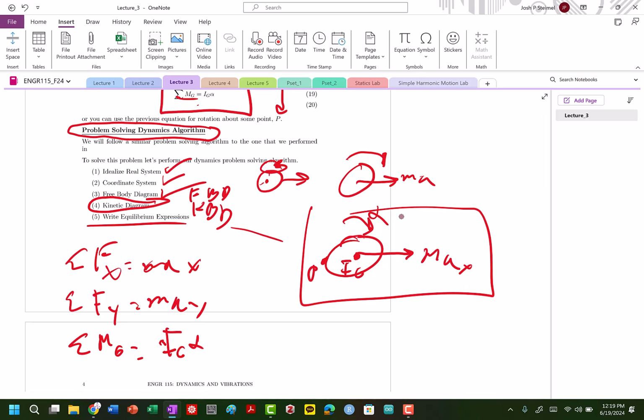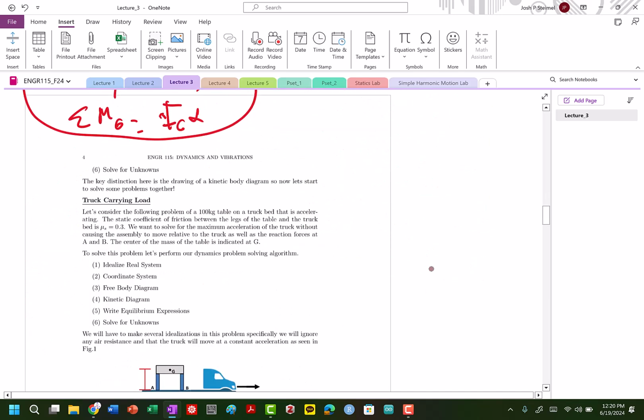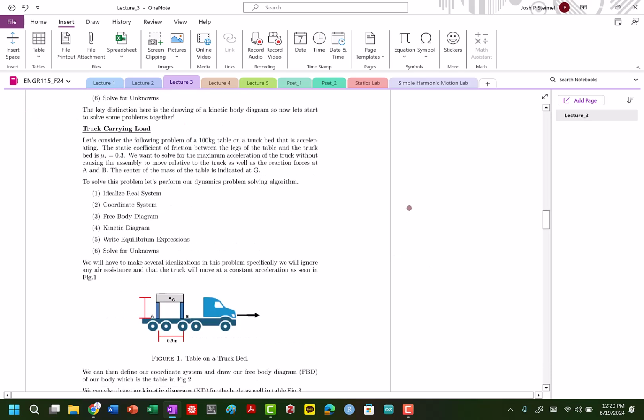So again, we can have problems that have translation and angular acceleration, or we can just have angular acceleration, or we can just have linear. Again, we can break down and start to solve problems and use our formalism. So that's the theory. Now let's start to solve a fun problem.